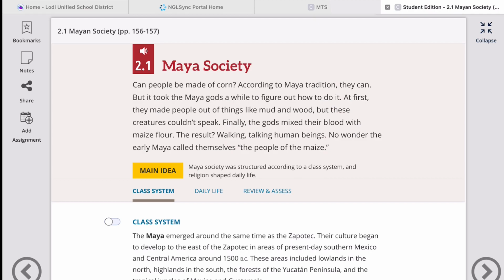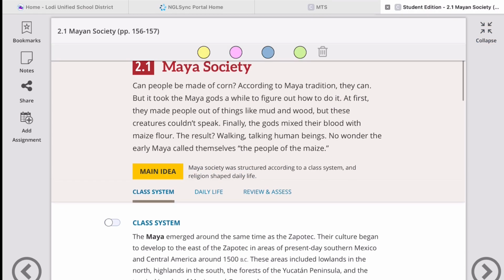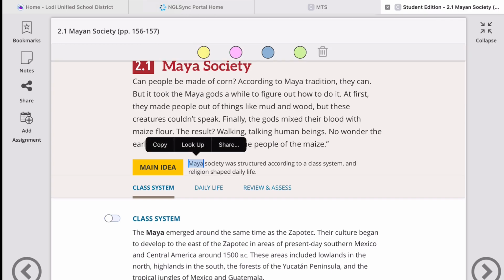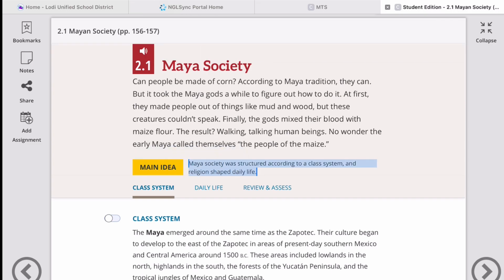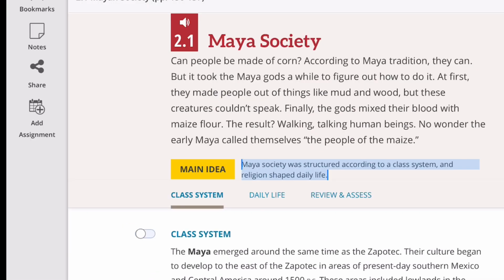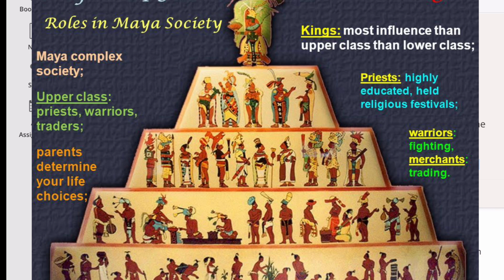Okay, so the Maya developed a social structure and worshipped many different gods. Lesson 2.1 describes the development of Maya civilization, which was similar to that of the Olmecs and the Zapotec. Now, what is social structure? If you can still remember our lesson about the feudal system, it is a lot like a pyramid where a lot of people are at the bottom and very few important individuals are at the top of this imaginary social pyramid. So that is a social structure.